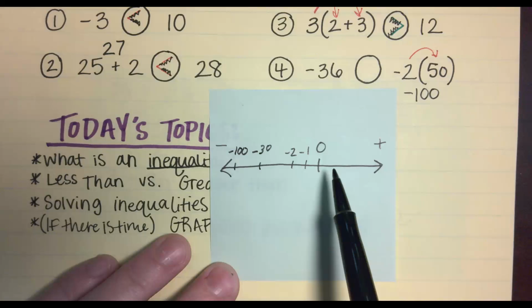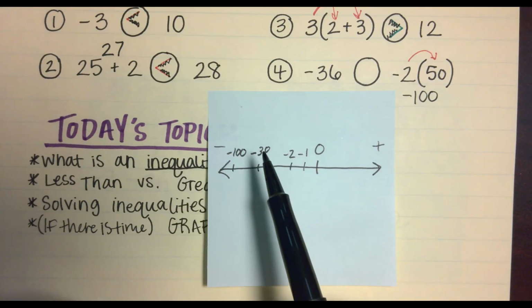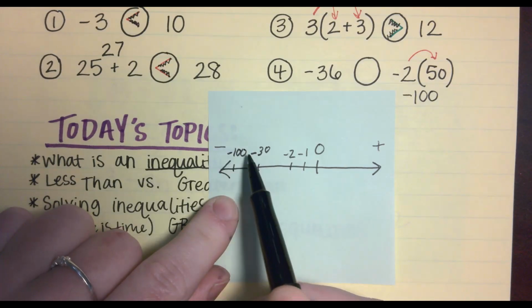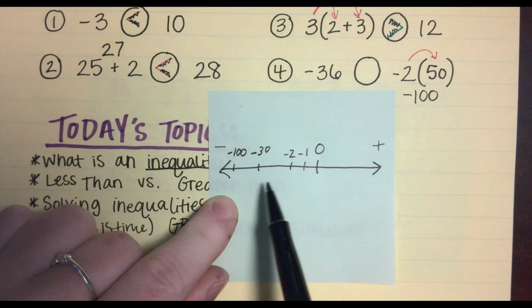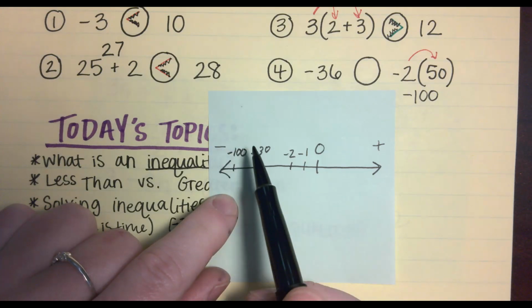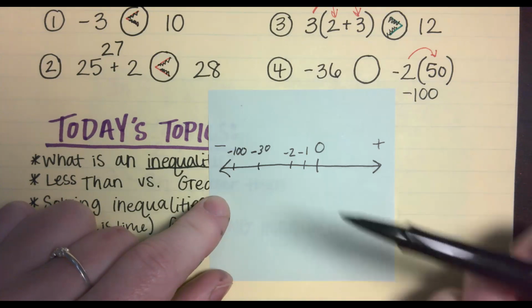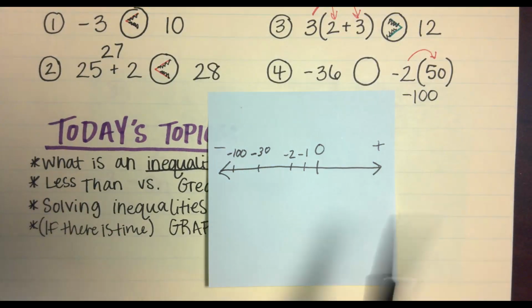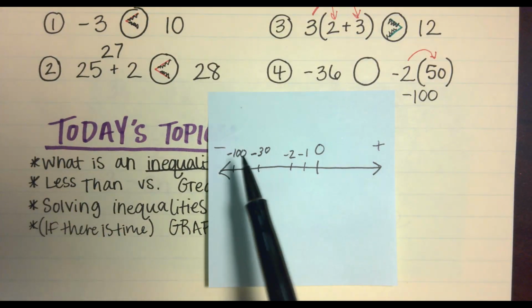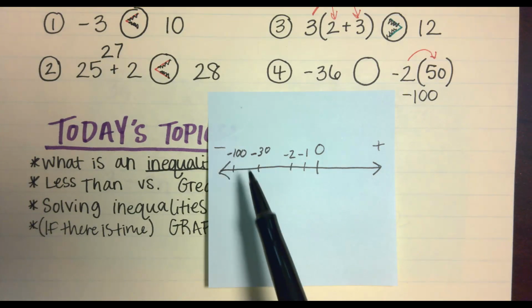Just think about it. As we go smaller, the negative numbers get bigger, but it's still a smaller number. So negative 100 is less than negative 2, for example. It's less than. Does that concept make sense to you guys? As we go this way, the numbers have less value. So even if it's a larger looking number, 100 is bigger than 2, but negative 100 is smaller than negative 2.